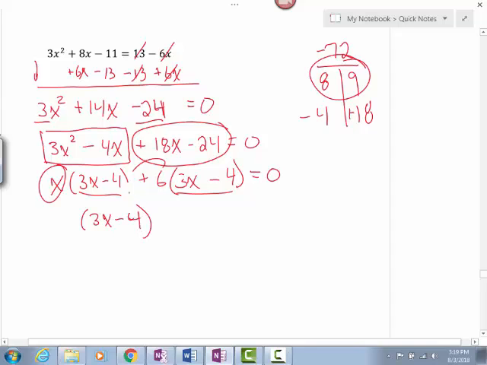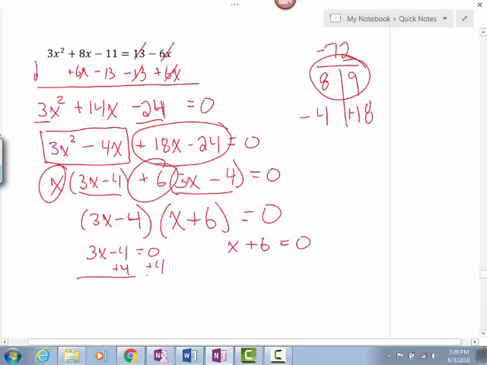And here's my other factor, x plus 6, equals 0. And I'm just going to set each part equal to 0 now. So we're going to go 3x minus 4 equals 0, and x plus 6 is equal to 0. So here I need to go plus 4, plus 4. So 3x is equal to 4. We'll divide both sides by 3. And I'm going to end up with x is equal to 4/3.